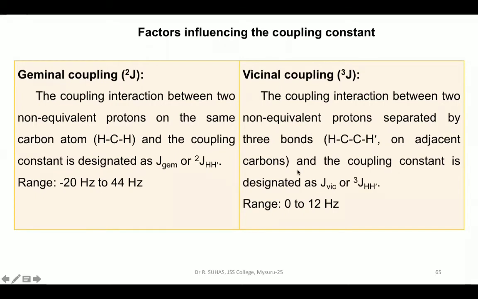The coupling constant here is represented as J vic. Vic refers to vicinal, or you can represent it as J superscript 3 subscript HH dash, because here both the hydrogens are present in different chemical environments. The coupling constant range for the vicinal coupling will be between 0 to 12 Hertz. So obviously you can see that for geminal coupling you will have a very large range, whereas for vicinal coupling you will have a very short range.